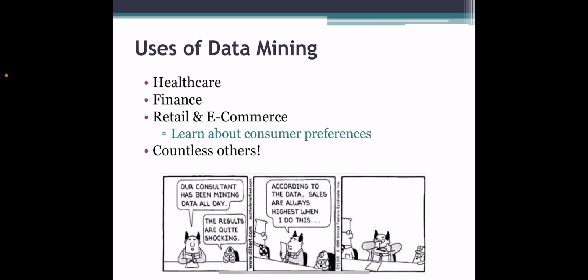And uses of data mining. Data mining is being used in a lot of different fields, for example healthcare, finance, retail and e-commerce, and many other countless subjects.